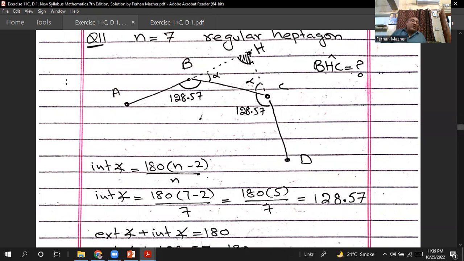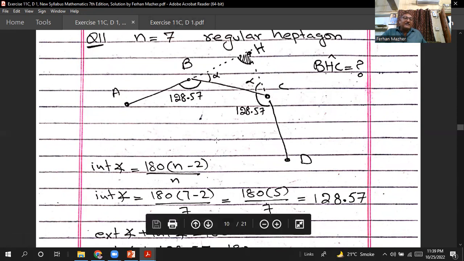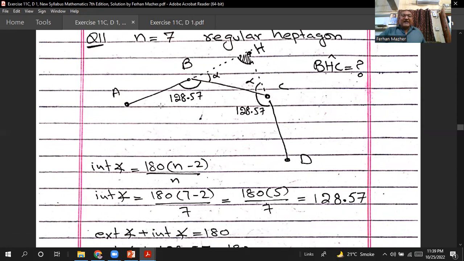So first of all I have found the internal angle of this regular heptagon. It will be 180 times (n minus 2) divided by n. So the internal angle will be equal to 180 times (7 minus 2), divided by 7. So it will be 128.57. A, B, C, D are the sides and vertices of that regular heptagon. So the angle ABC is 128.57, and the angle BCD is also 128.57.